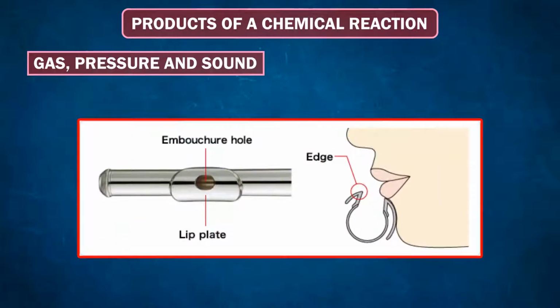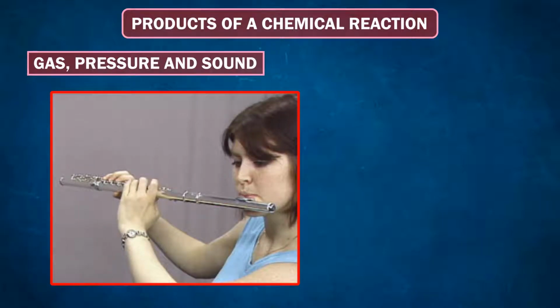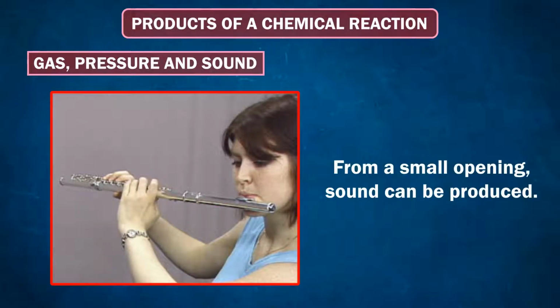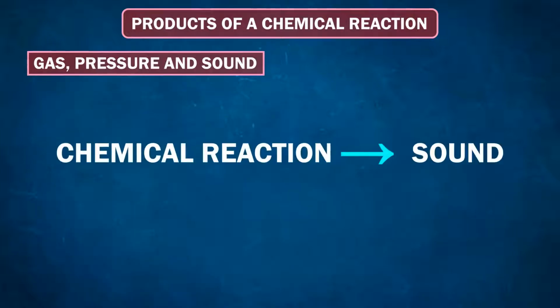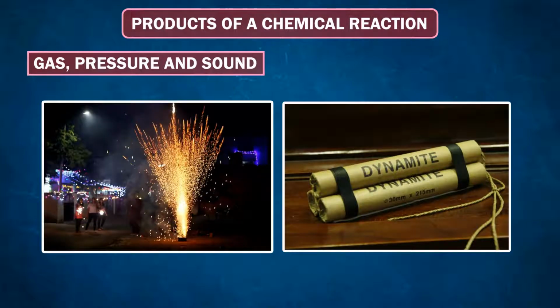In a flute also, sound is produced by blowing air through small holes. It can be inferred that if we let gas or air out from a small opening, sound can be produced. Similar principle is used when chemical reaction produces sound. Gases produced from reaction can be compressed and released suddenly to produce sound. Crackers and explosives make sound based on chemical reaction.